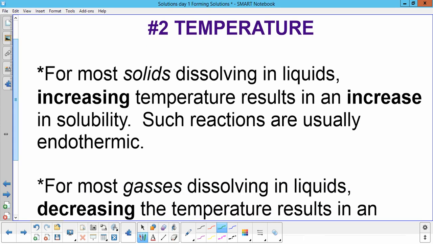The second thing that's going to determine our solubility is the temperature. If we're dissolving a solid, we know from experience we can dissolve a lot more solid in a liquid if it's at a warm temperature than we can if it is at a cool temperature. I can dissolve a lot more sugar in a hot coffee than I can in a cold coffee.